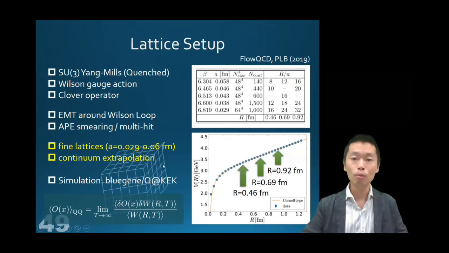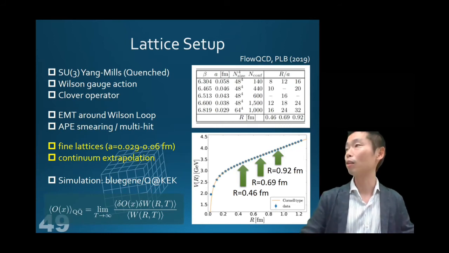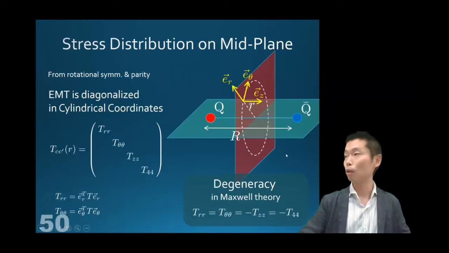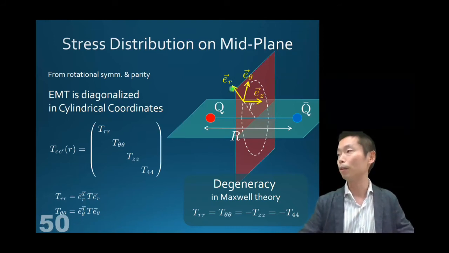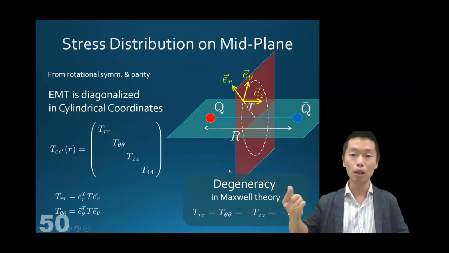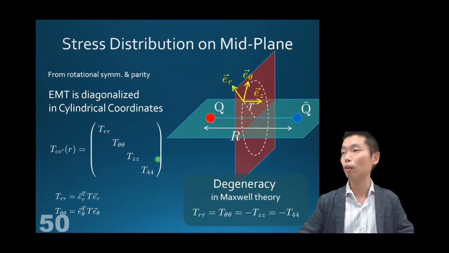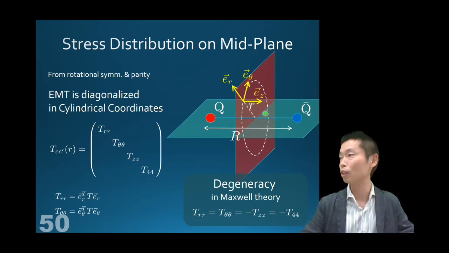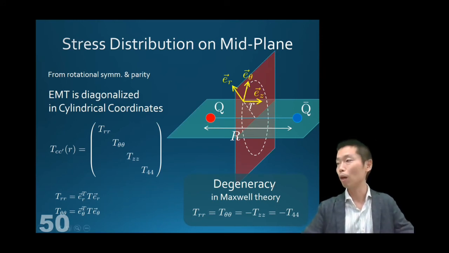To extract physics in more detail, let us look more precisely. This is a lattice setting, and in the following, I show numerical results corresponding to the distance of these three green lines. I focus on the distribution of EMT on the mid plane between the two quarks, on this red plane. On this plane, due to the cylindrical symmetry, the EMT is diagonalized in this way. That is TRR, which means the radial direction, and this theta is the longitudinal direction, and this Z is the quark-antiquark direction. In the Maxwell theory, the absolute values of these four components are always degenerate.